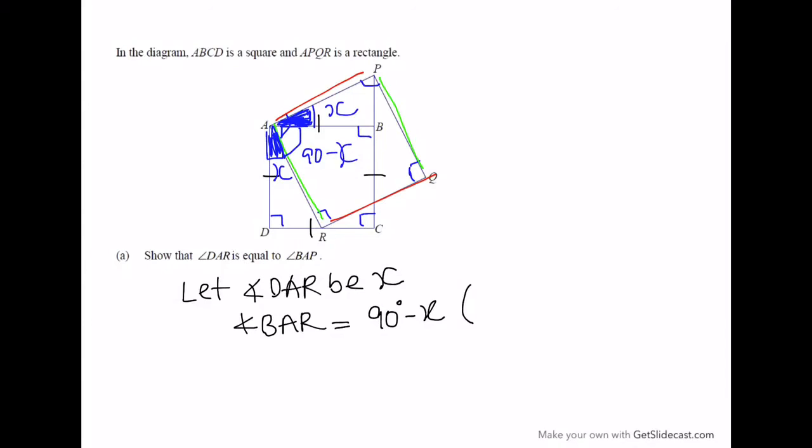So how do we write this down? We are going to let angle DAR be X, and if that is the case, angle BAR will become 90 minus X. What is the reason? Because ABCD is a square.